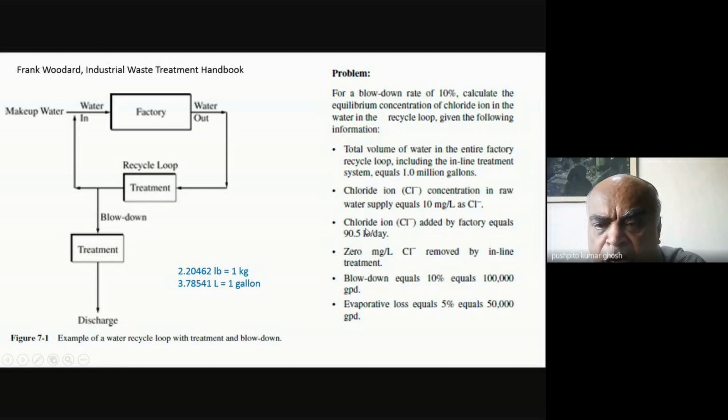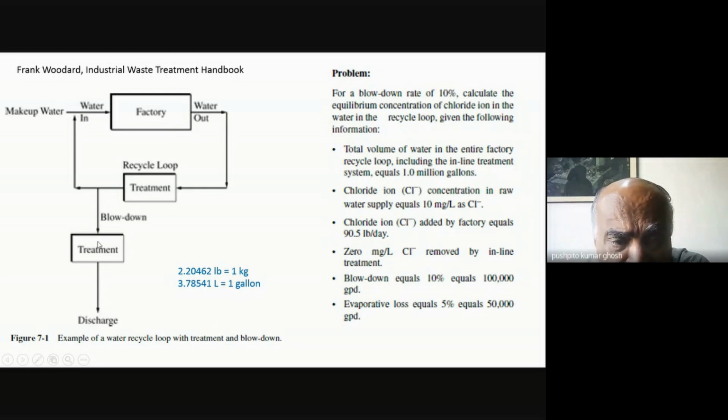Okay. So I know how much of this is gone, and I also know how much chloride came from my makeup water, and they had done a treatment here. What they're saying is, in this treatment process, no chloride was removed. So this treatment removed other things, not the chloride. And the blowdown was 10% over here. That's what they've said.